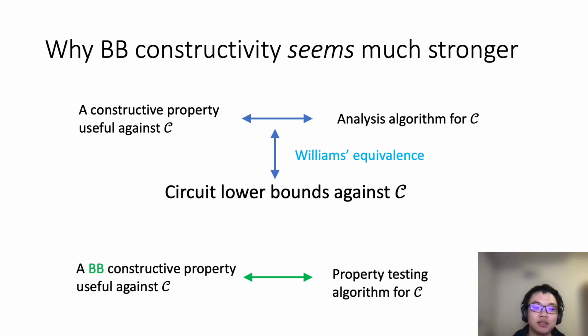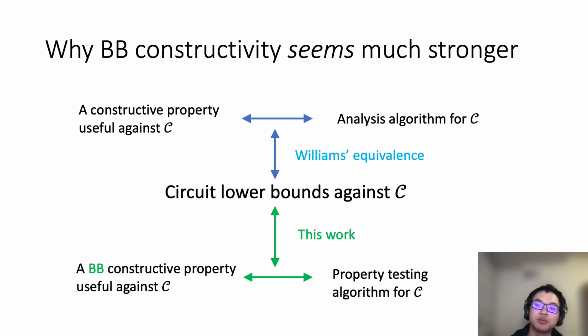Similarly, we can say that a black box constructive property can be viewed as some super efficient property testing algorithm for C. It tells something about C by only querying a few bits about the function. This is some sense of property testing. So this certain form of property testing algorithm seems to be much stronger than the slower analysis algorithm. But is it? In this paper, we give surprising answers to this question.